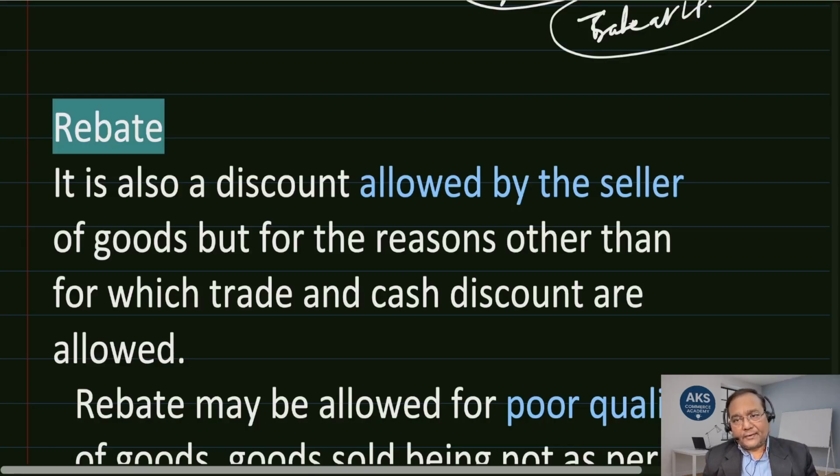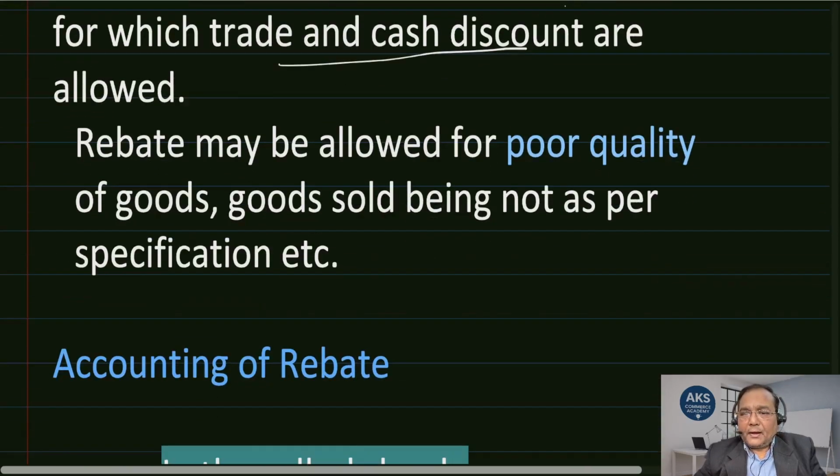So in a way, it is an income for the buyer, but when it comes to the supplier, it is an expense. Let us see how it appears. It is also a discount allowed by the seller of goods, but for a reason other than those for which trade and cash discounts are allowed. Rebate may be allowed for poor quality of goods or goods not as per specification.